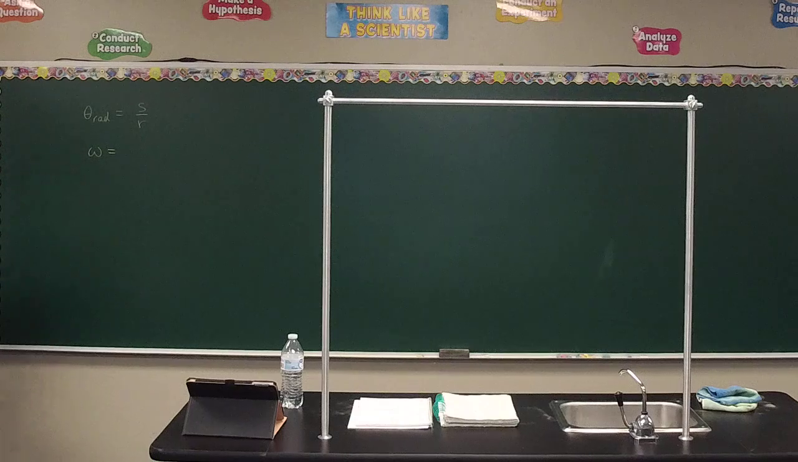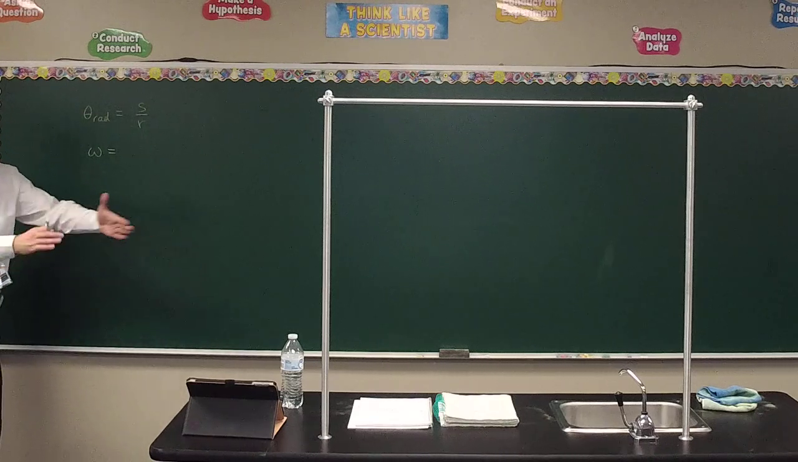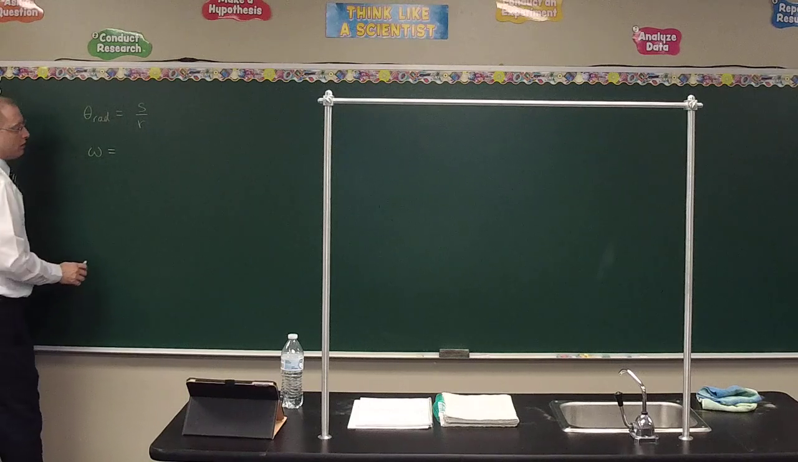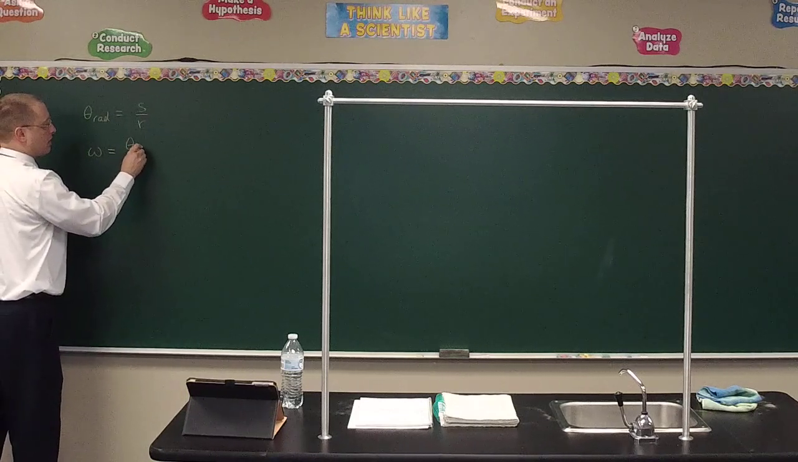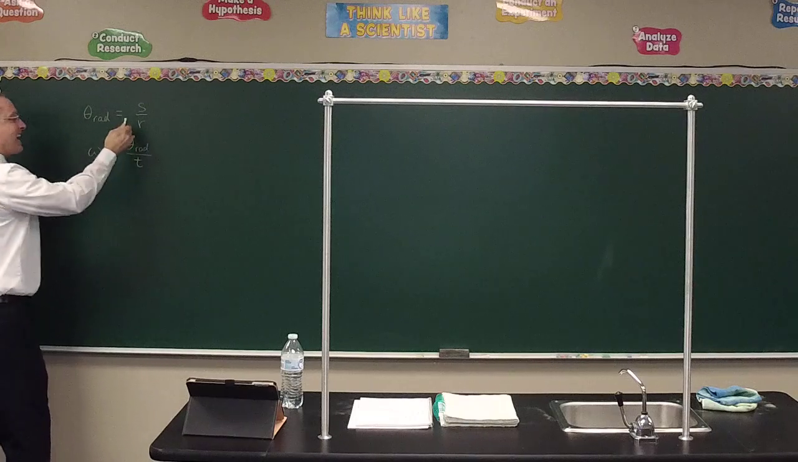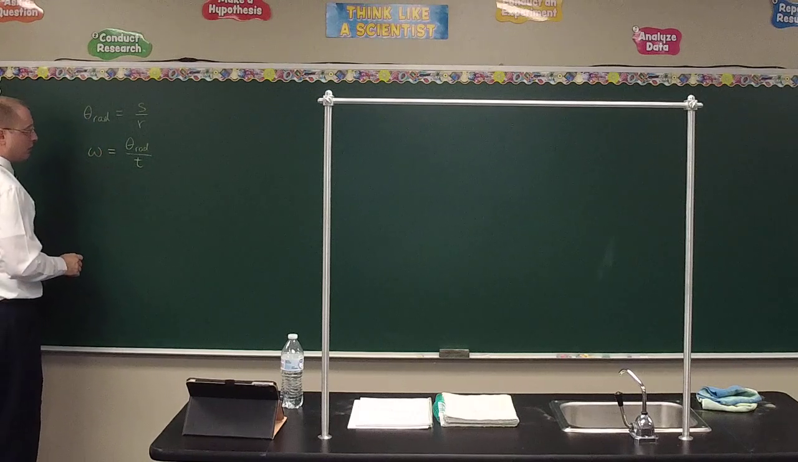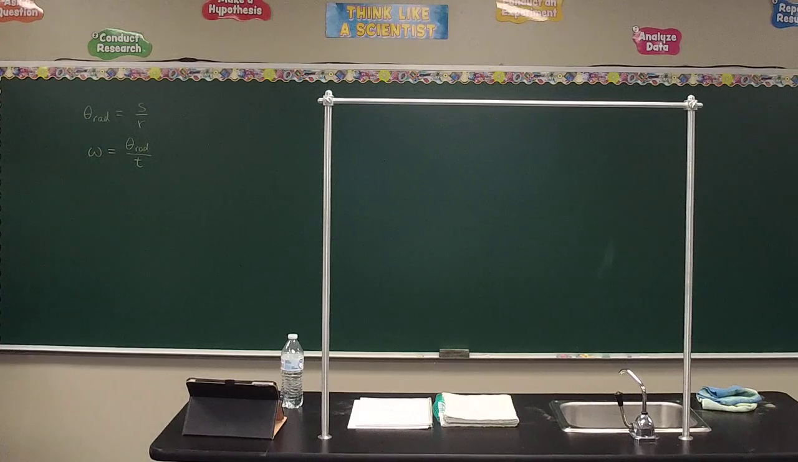But omega used to represent angular velocity, and velocity is normally distance over time, or displacement over time. Well, there's not a linear distance now, it's a spinning displacement, so omega would equal theta rad over t, the angular displacement divided by time, giving us radians per second, or just per second, since radians are technically unitless.